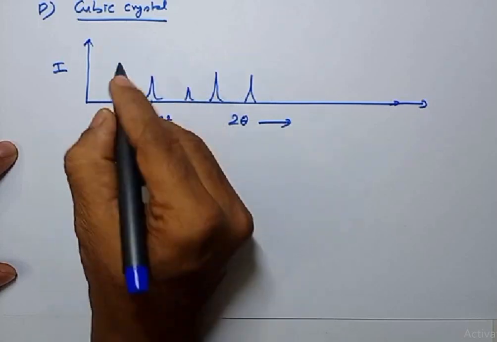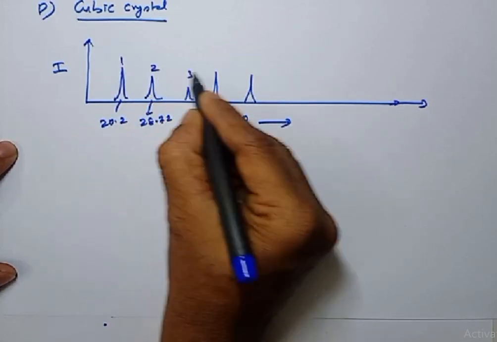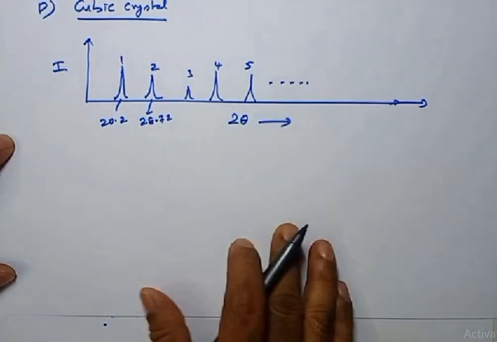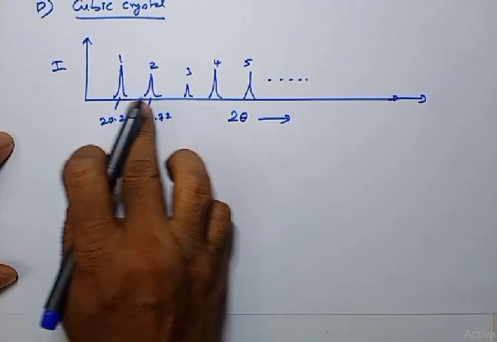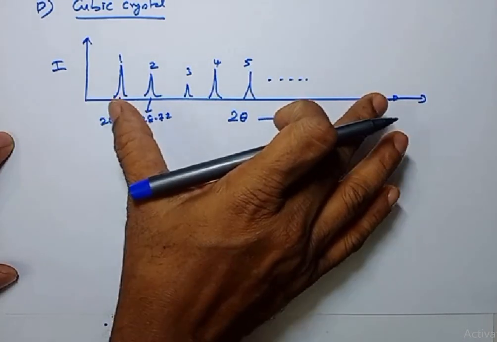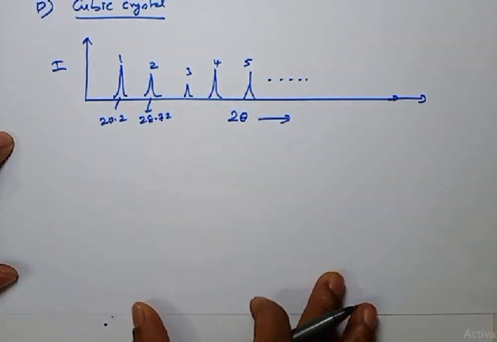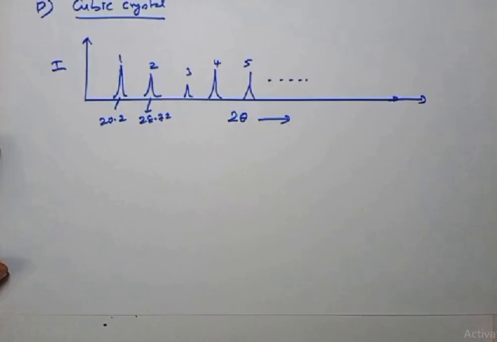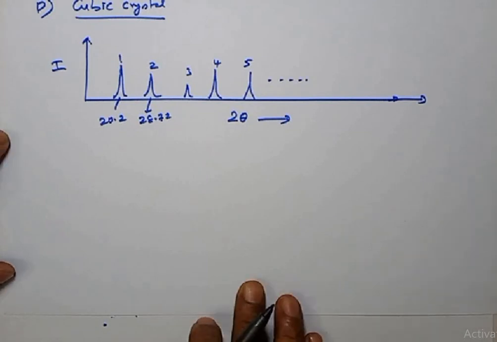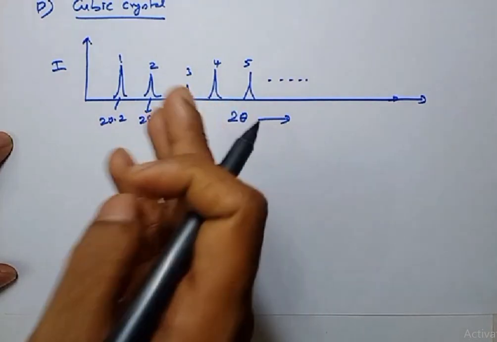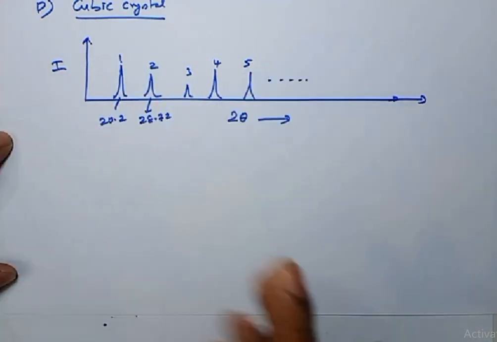Now let me write the 2 theta values of these peaks. This is peak number 1, peak number 2, peak number 3, peak number 4, 5. Like that, I'm getting many peaks. This we get from the XRD spectrum or XRD pattern, experimentally. Now observe carefully how to get the crystal structure, whether it is simple cubic, BCC or FCC, how to identify.